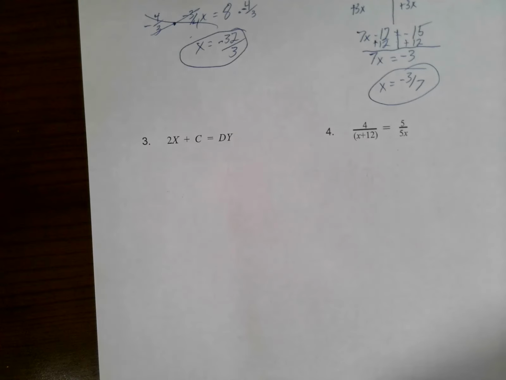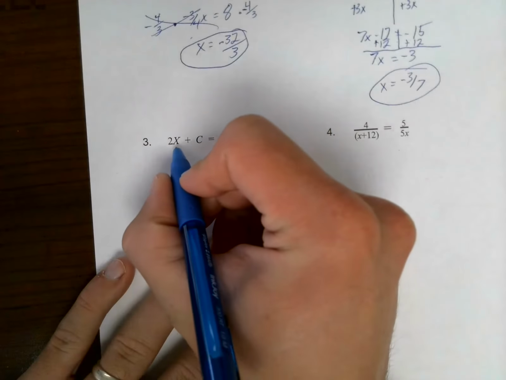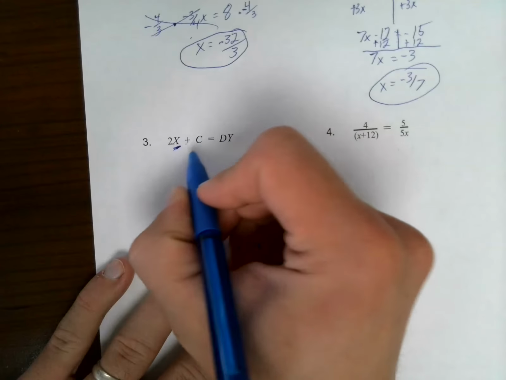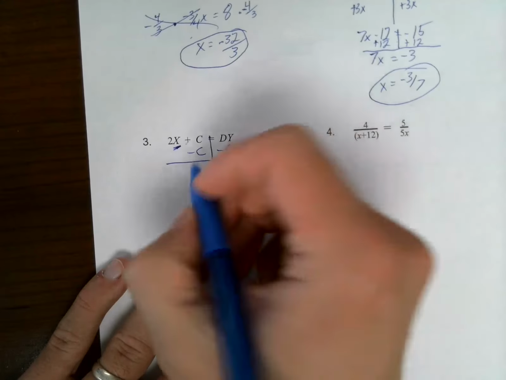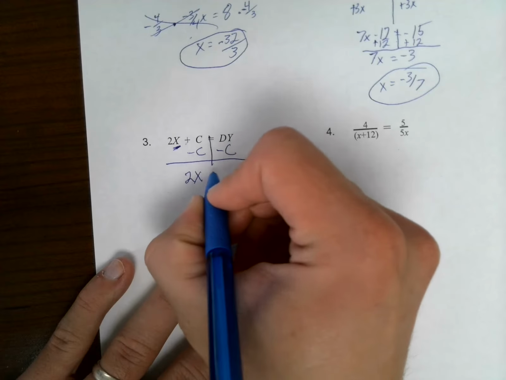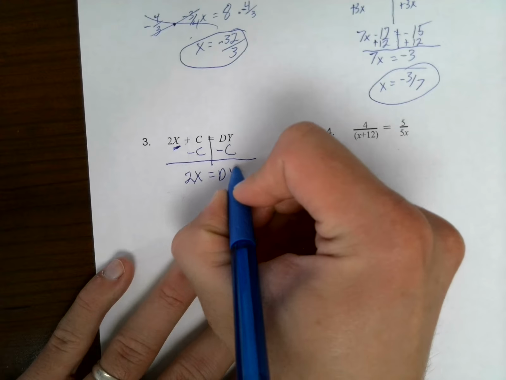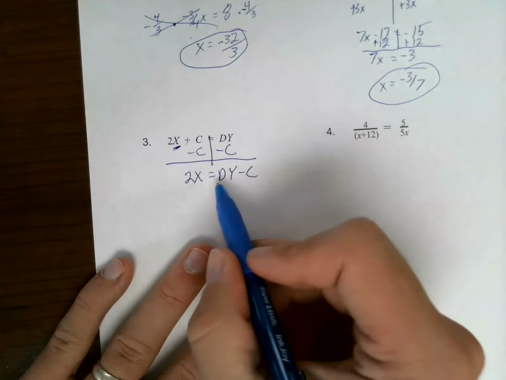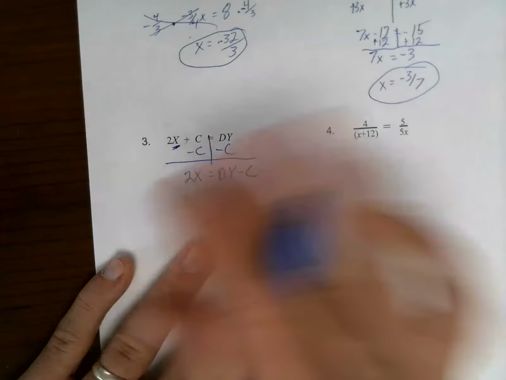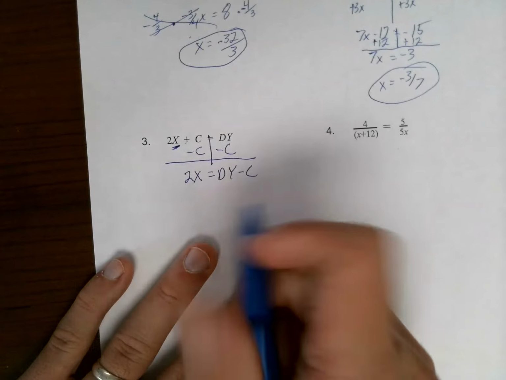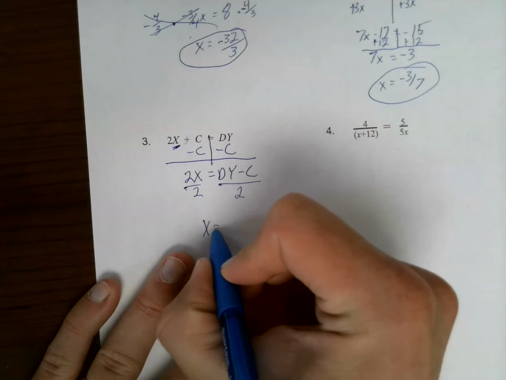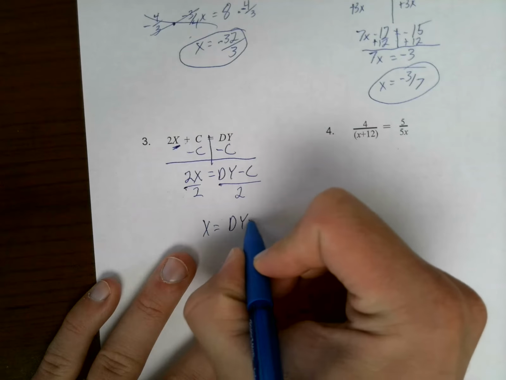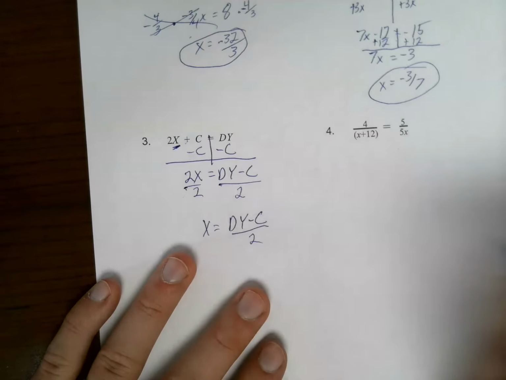Number 3, it looks kind of weird, but it's really not. It's really nothing to worry about. I am solving for x, so I'm going to subtract c to the other side. And I get 2x equals dy minus c. They're not like terms, so I'm not going to subtract anything. Then I divide by 2. And so I get x is equal to dy minus c all over 2.